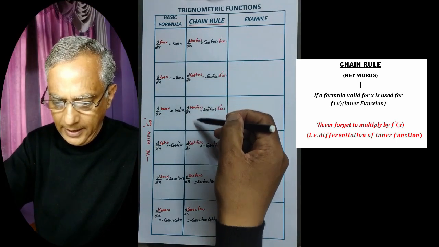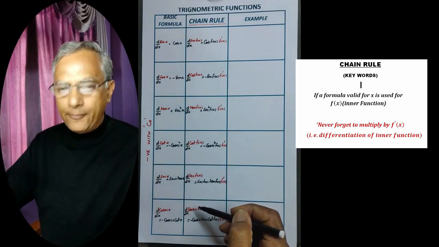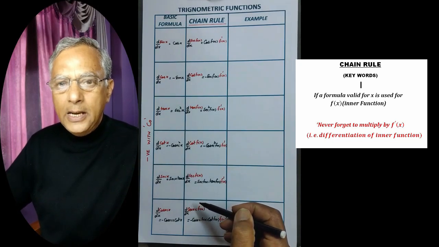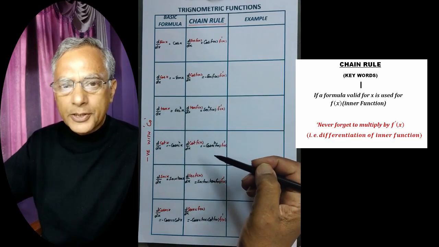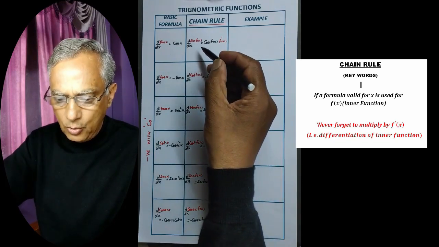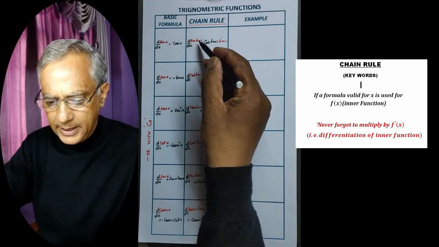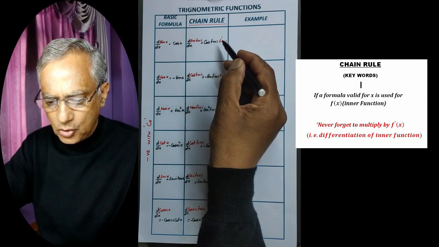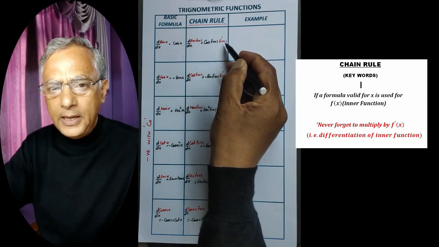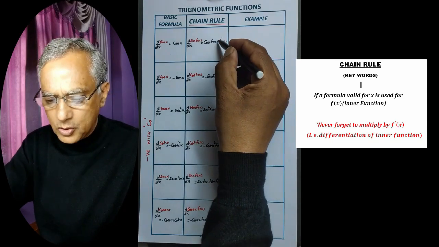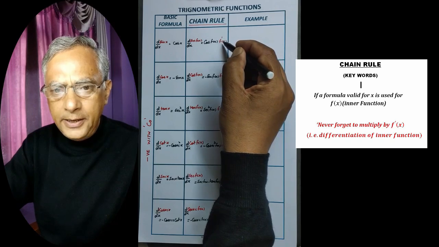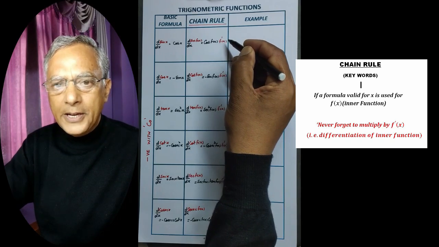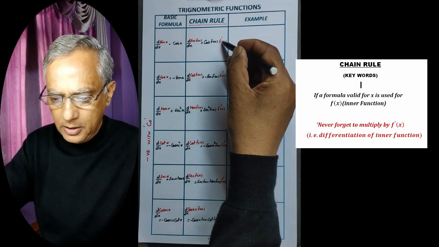This function f(x) is generally referred to as an inner function. And chain rule states that d by dx of sine of f(x) is cos f(x) into the differentiation of the inner function. So you can also remember the chain rule as: never forget to multiply by the differentiation of the inner function.